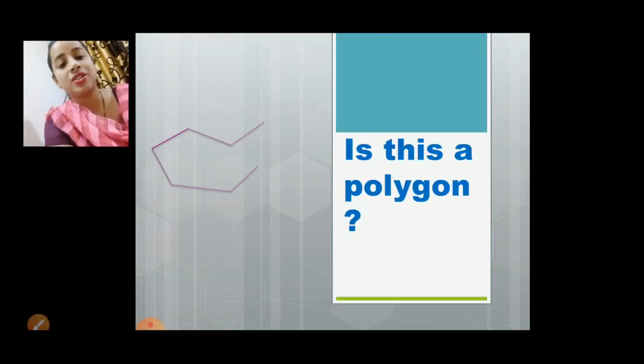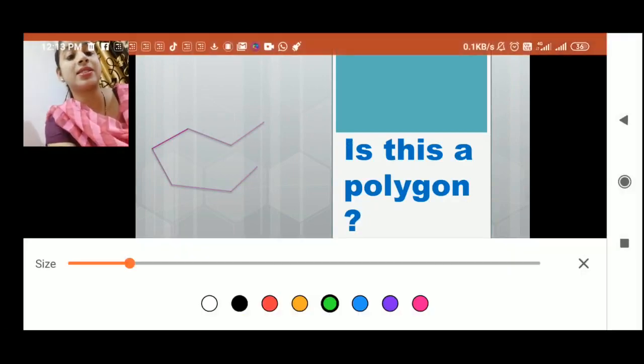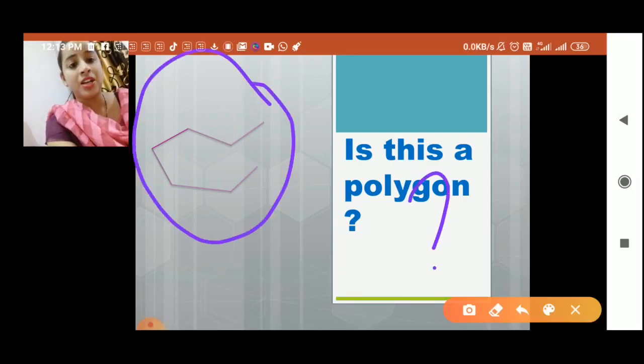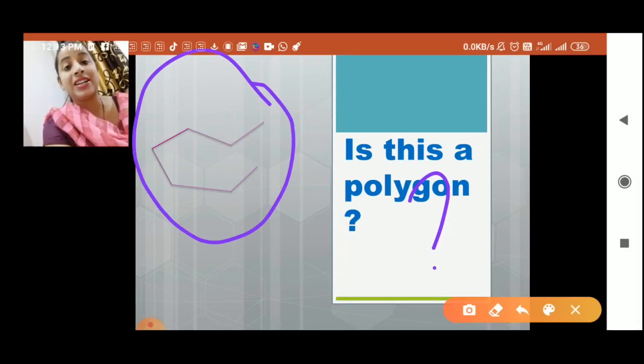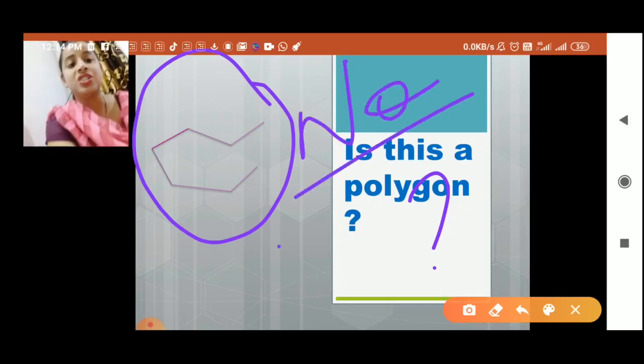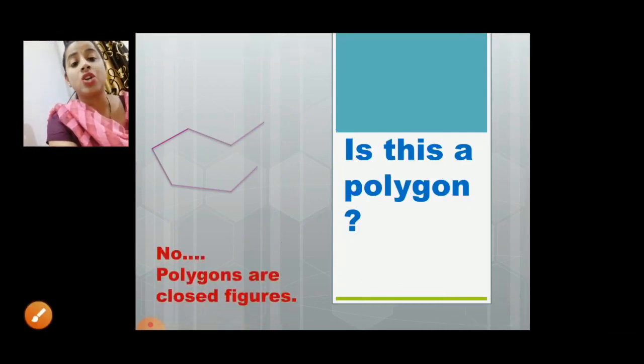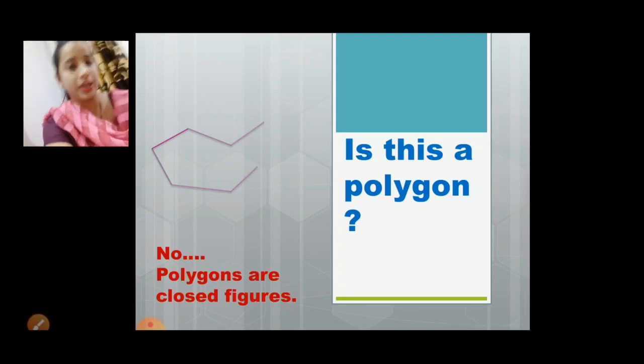So now you can see there is one figure given, right? And the question asked here is, is this a polygon? The first condition for a figure to be a polygon is that it should be a closed figure. So is this closed? Are its beginning point and ending point both the same? No. So it is not a polygon. Why? Because it is not a closed figure, and polygons are closed figures, okay?